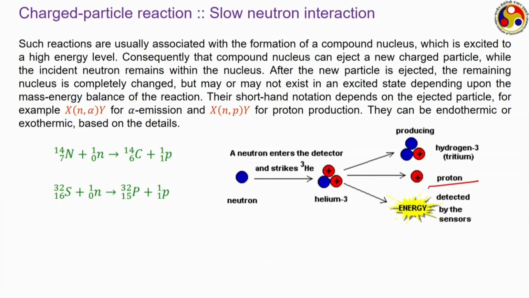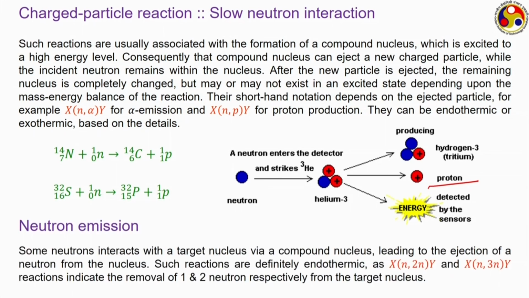But generally this charged particle reaction is a process that is associated more with heavier particle collision and not that much with neutrons. Another similar example can be neutron emission, where just a single neutron strikes a nucleus, leading to the ejection of more than one, that is maybe 2 or 3 neutrons.